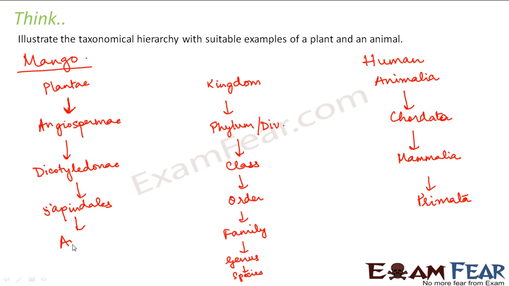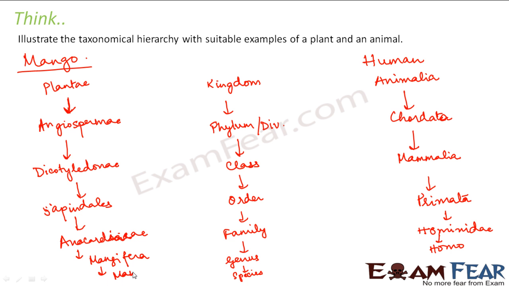Family for a mango is Anacardiaceae. And family for human beings is Hominidae. What is the genus? That is Mangifera. For human beings, it is Homo. And finally, the species. The species is Mangifera indica. And here it is Homo sapiens. Here you might find these names quite complicated, but that is how it is, right? As I said, the names are all either in Latin or they are Latinized. So this is the taxonomical hierarchy.